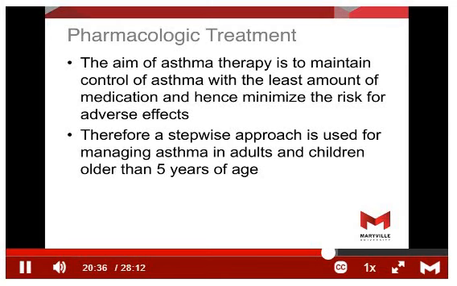So the aim of asthma therapy is to maintain control of asthma with the least amount of medication and hence minimize the risk of adverse effects. Therefore, a step approach is used to manage asthma in adults and children older than the age of 5.